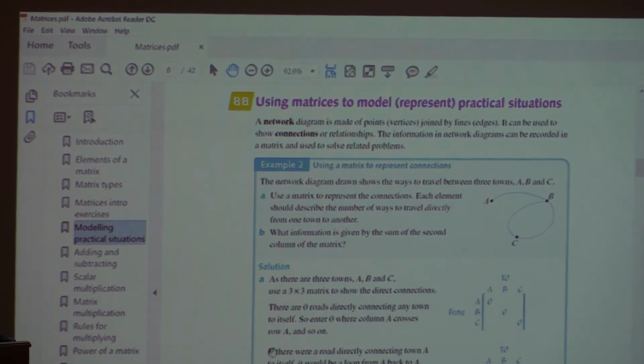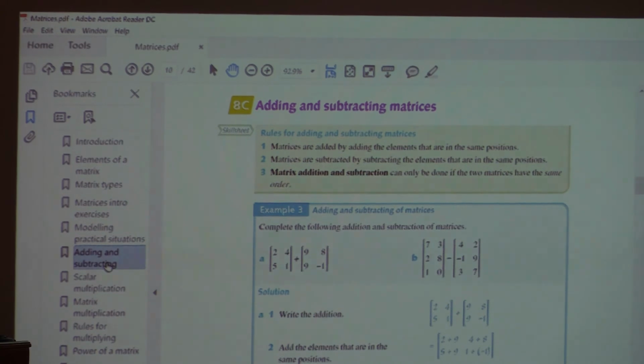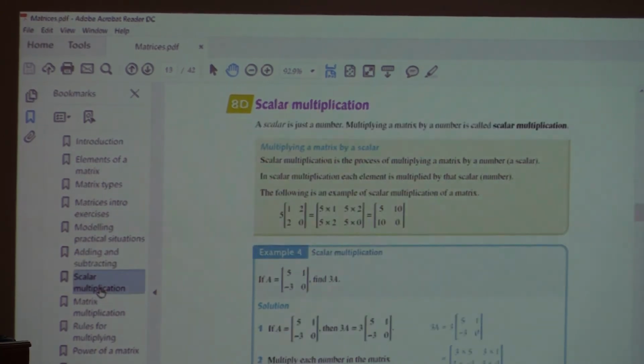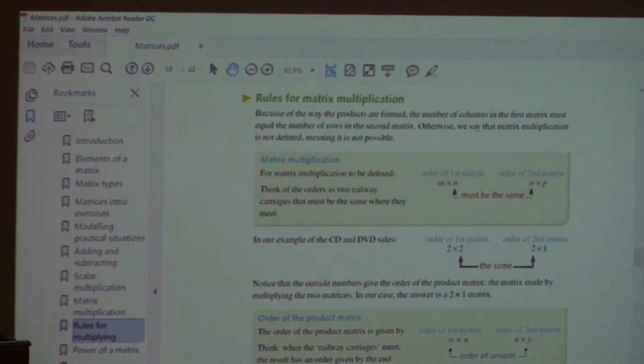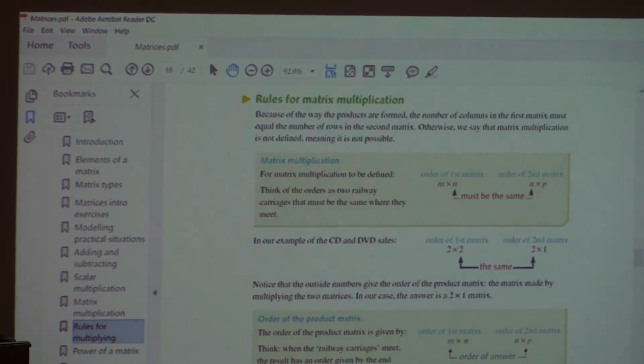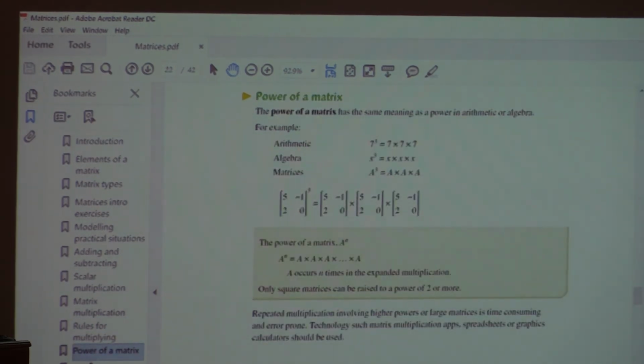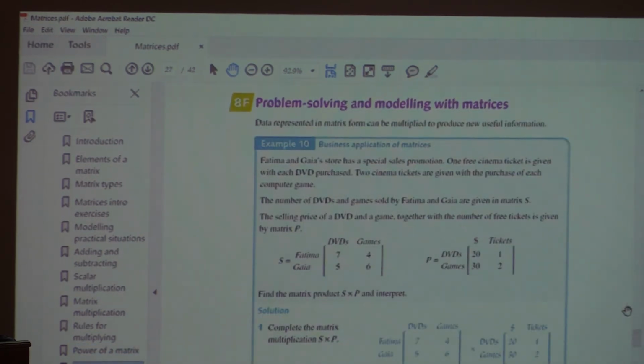We've also got some application to practical situations. Operations. And this is what I like here. It tends to break the rules for multiplication down, helps the students to understand how we actually multiply matrices together. And then if we have a look at the power of a matrix, which was in the syllabus document as well, there's problem solving there.